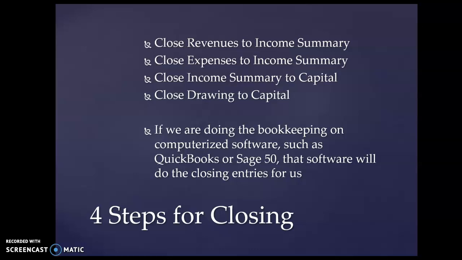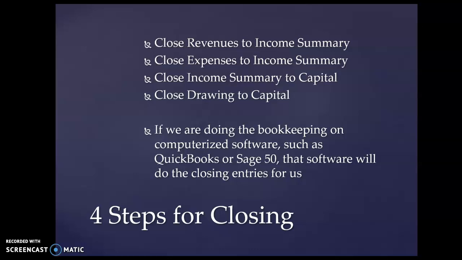Okay, so these four main steps: we have to find all the revenue accounts, and those are temporary accounts. We have to close them all out to income summary so that by the time we're done, the revenue amount will be sitting in income summary and the revenue account will be zero. We have to then close expenses to income summary. So again, when we're done posting, the expense accounts will all be zero, and income summary will have their expense numbers in there.